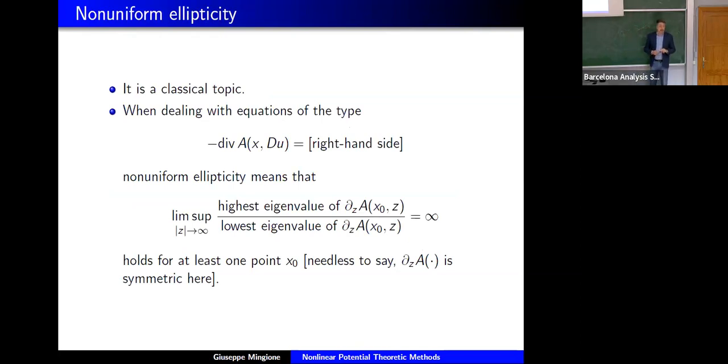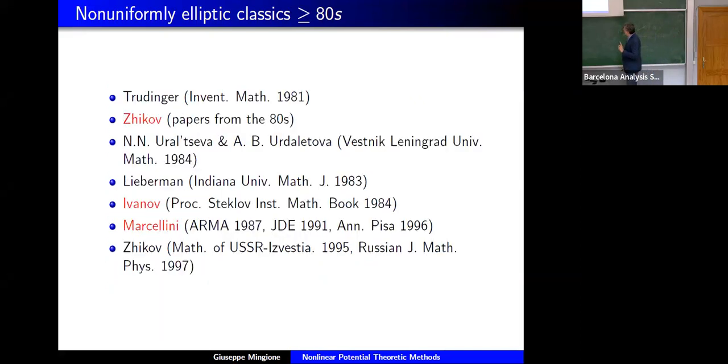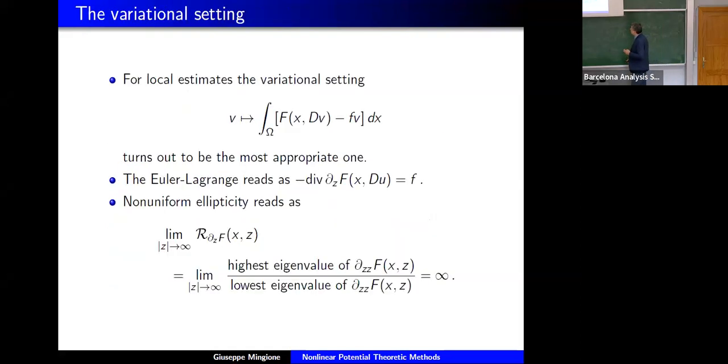Non-uniform is when this doesn't happen, at least for one point. And one point for us is a lot because dependence is always continuous on X. So one point means a lot, positive measure. Okay, so this is the classical definition, and this is a classical topic studied by all these people, for instance Gilbarg, Finn, Trudinger, Serrin in the West. In the East, there was the St. Petersburg School, like Ladyzhenskaya, Ural'tseva, like Bakelman, Oskolkov, Ivanov, and so forth. It's a very classical topic. More recent work is from Zhikov, Ivanov, and especially Marcellini. Marcellini was able to give a certain number of very non-trivial local estimates. I'll come to this later on.